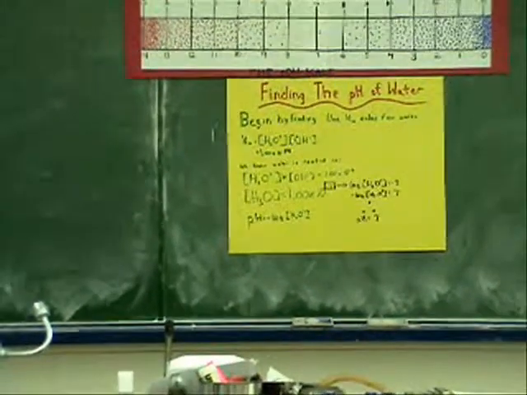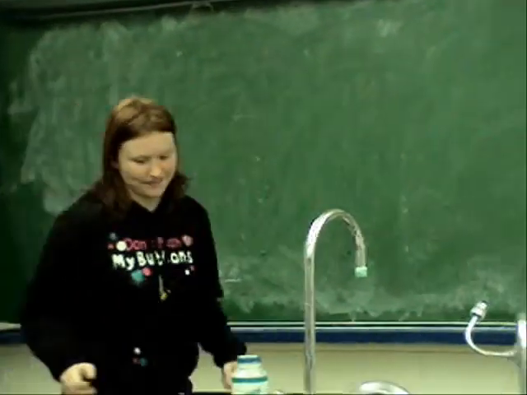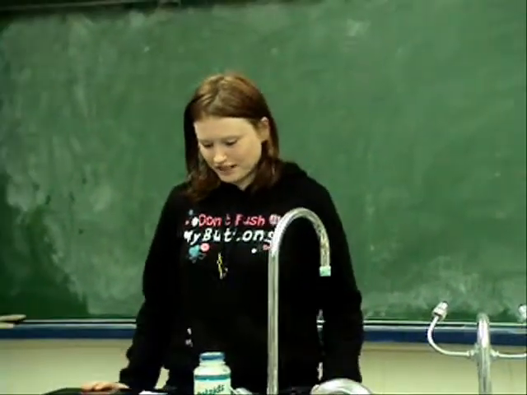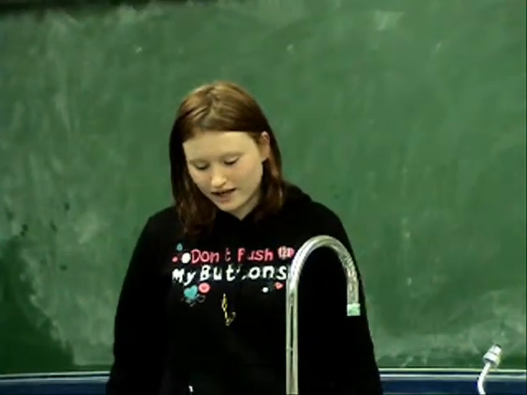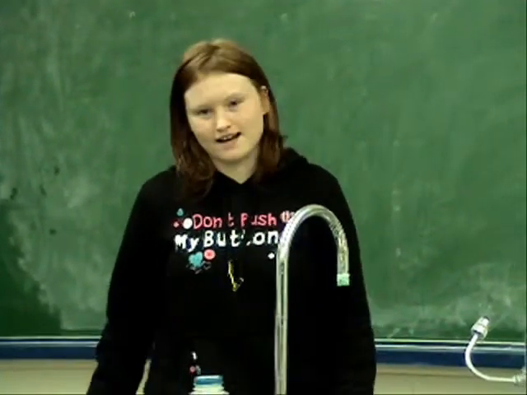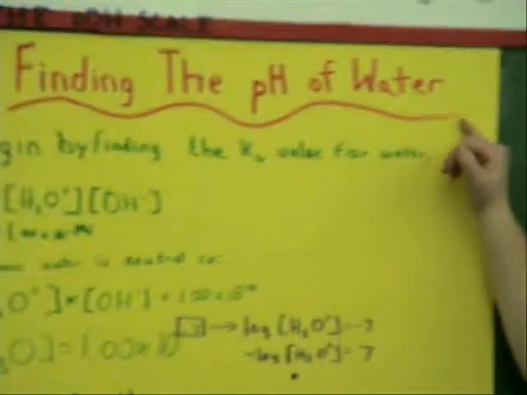pH definition girl, do you have something to tell us? The pH scale is a measure of hydronium ion concentration in a solution. And pOH is the measure of hydroxide ion concentration in a solution. What does that mean? We're finding the pH of water.